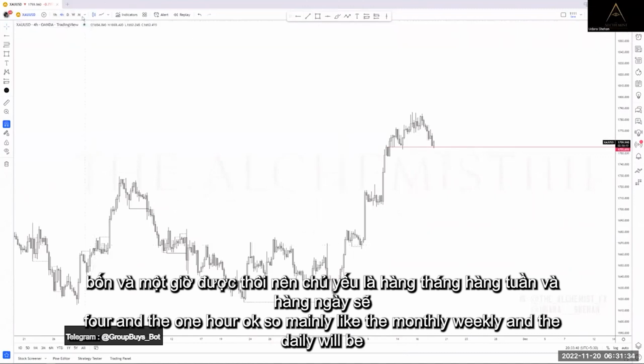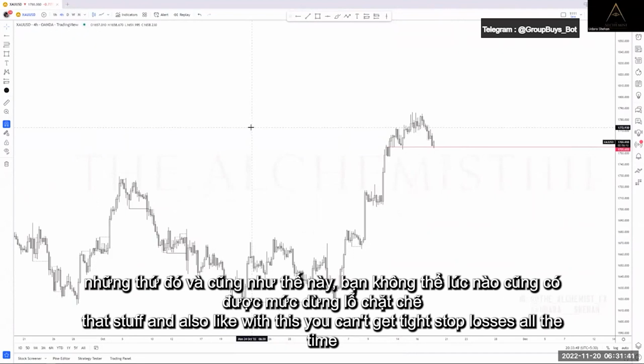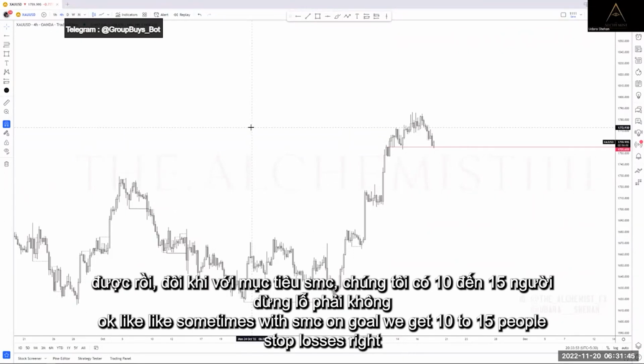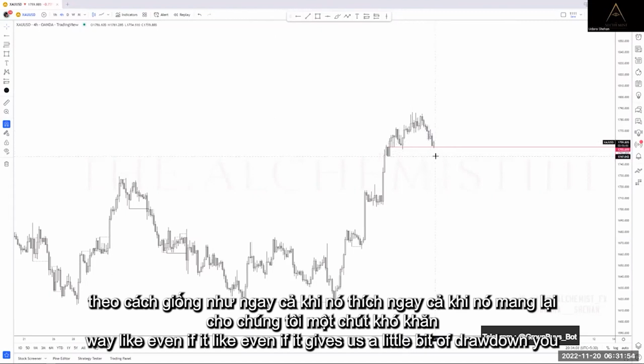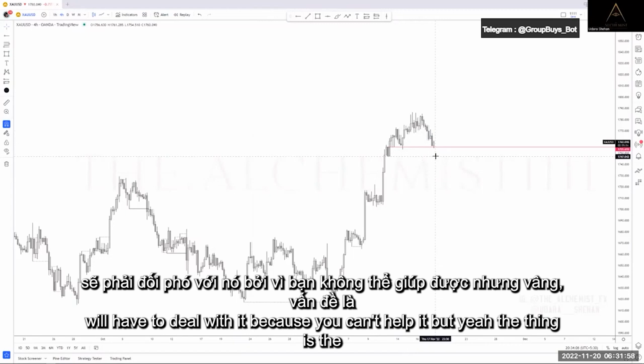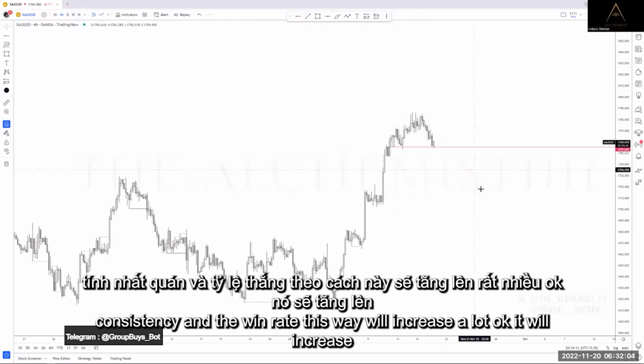Mainly the monthly, weekly, and daily will be used for direction, and the lower time frames will be used for entries and all that stuff. Also, with this you can't get tight stop losses all the time. Sometimes with SMC on gold, we get 10 to 15 pip stop losses, right? But here we always try to have a standard 30 pip stop loss. Even if it gives us a little bit of drawdown, you'll have to deal with it. Can't help it. But the consistency and the win rate this way will increase a lot.